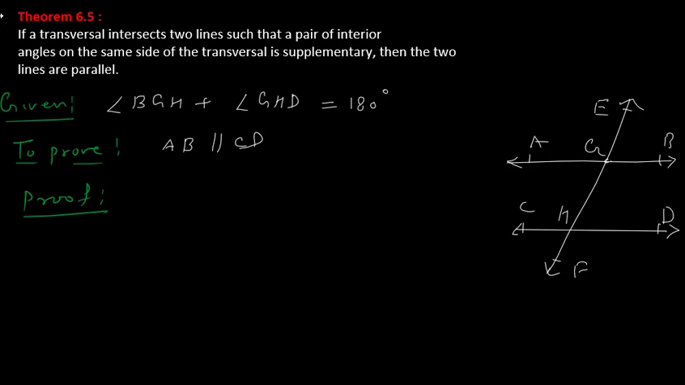Now before I do the proof, I want that you all pause this video and try to prove it yourself. Then once you finish, see the solution. It is not necessary that as I am doing the solution, you will also do it in the same way. You can use any other theorem or any other axiom. So in the proof, I will first write what is given. We are given that angle BGH plus angle GHD is 180 degree. I will mark this as equation 1.